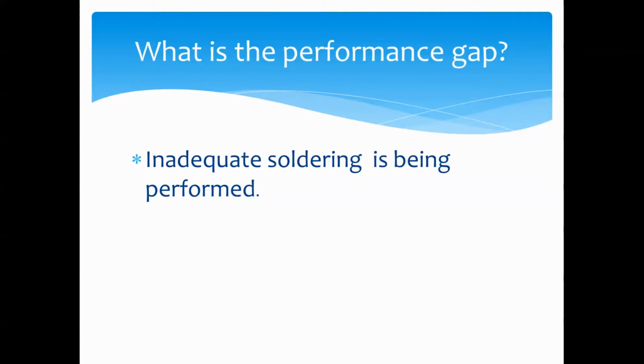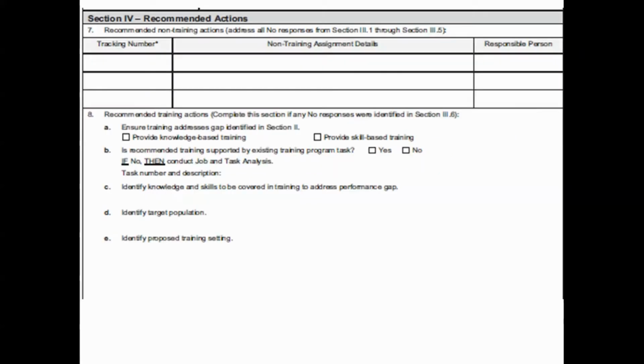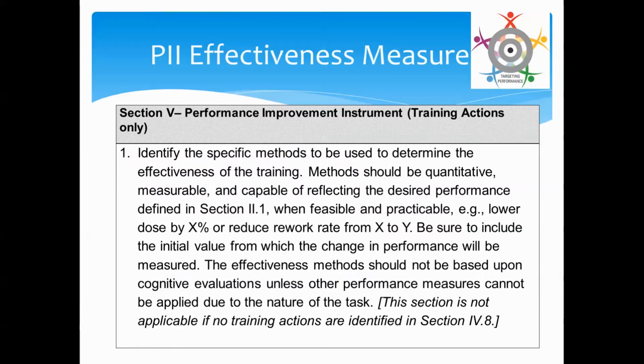In Section 3, Part 6, you have determined, based on the diagnostics exam, that the training needs to be performed to increase proficiency. So we move to Section 4, Recommended Actions, and number 8. And we're going to provide skill-based training to all 42 maintenance technicians on soldering practices. Now we need to determine Section 5, the Performance Improvement Instruments.